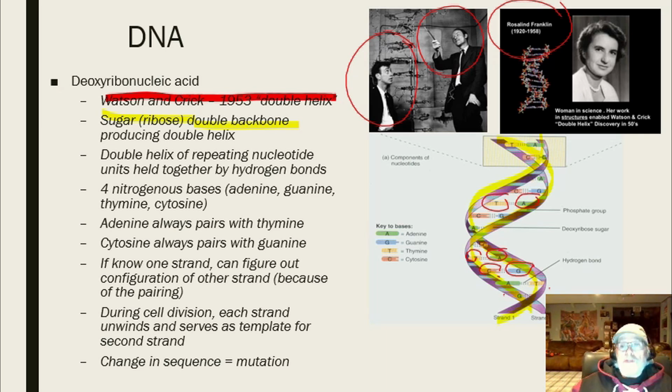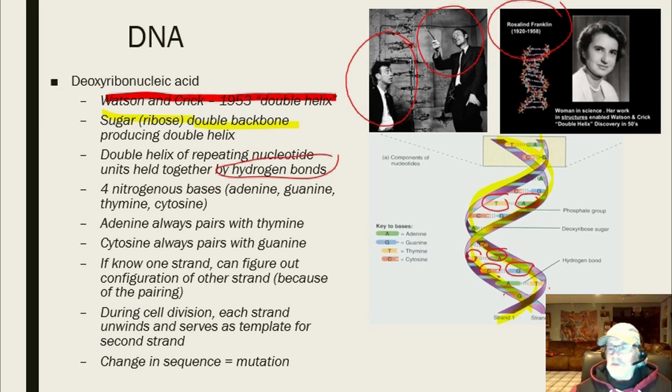So we have this double sugar backbone, two strands, and the nucleotides are bound together by hydrogen bonds. We know those nitrogenous bases are adenine, which binds with thymine, and guanine, which binds with cytosine. Adenine always pairs with thymine, cytosine always pairs with guanine. Remember that.